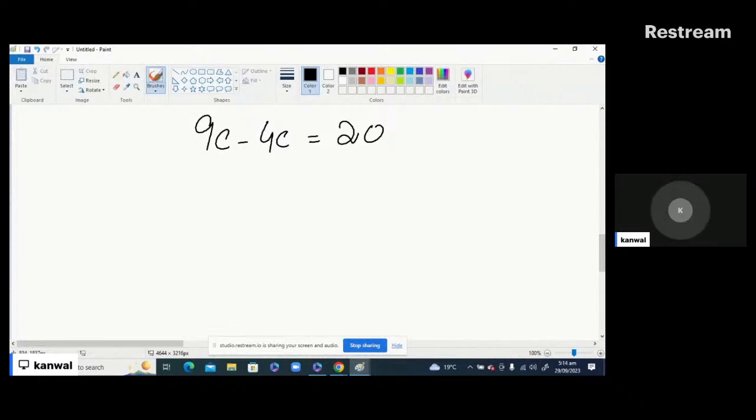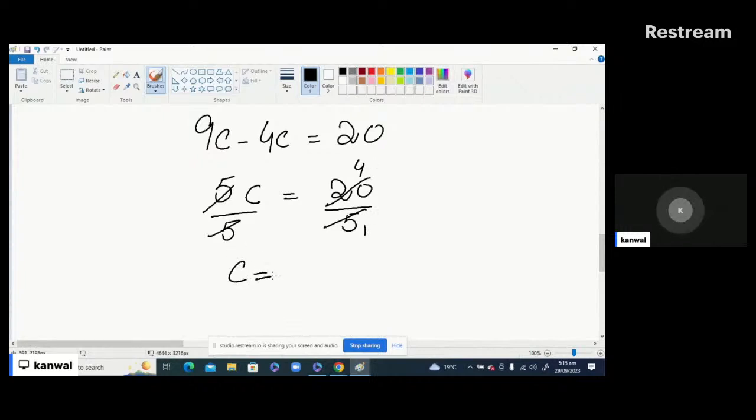Okay, look at here. Here is 9c minus 4c. So how can we solve 9c minus 4c? When you subtract 9 minus 4, this becomes 5c. That is equals to 20. Now what's the next step? Divide on both sides with 5. This 5 is cancelled out with the 5 in the table of 4. 5 times 1 is 5, 5 times 4 is 20. So the value of c is 4. Okay, got this thing?